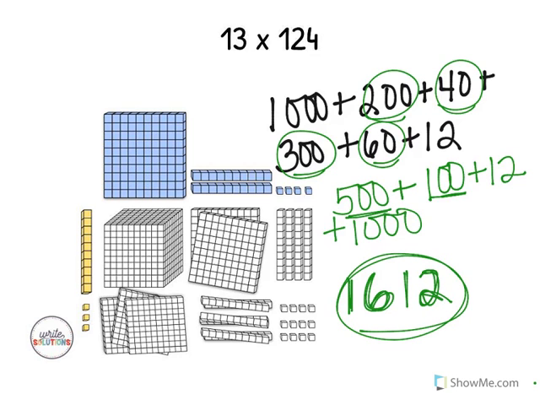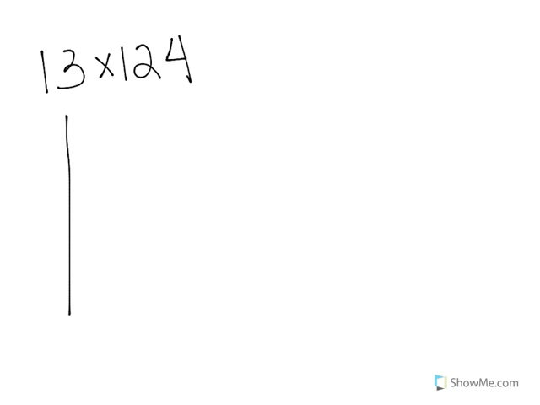Now I'd like to also show you how we use this thinking when we notate the area model without actually using base 10 blocks. So let's do 13 times 124. So you can see the connection between the conceptual model and the slightly more procedural work that we do. So we'll start by decomposing and creating our model.